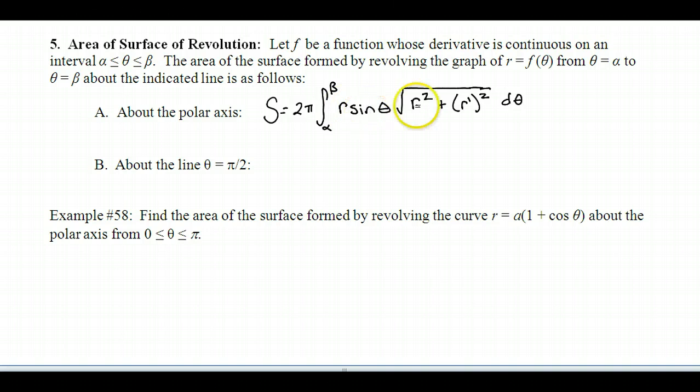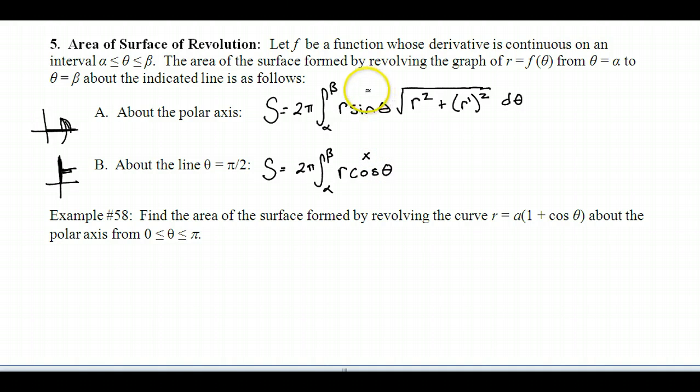Why this is sine is if I'm going about our polar axis, so here is our polar axis. Remember, sine is your y value, and so we always want what that radius is, so that would be y. If I rotate about the line where theta is pi over 2, this is pi over 2. So if I'm looking for my radius, that would be my x value, and cosine represents x's. So the slight change then, 2 pi, we're going from alpha to beta. It's your function times, now this one would be cosine of theta. Because remember, that represents basically your x's. Sine up here represents your y's.